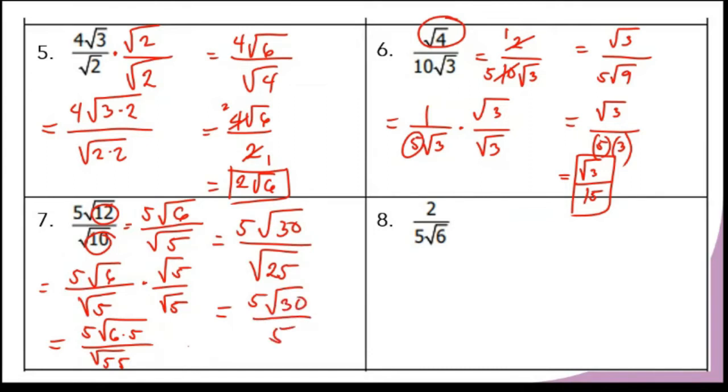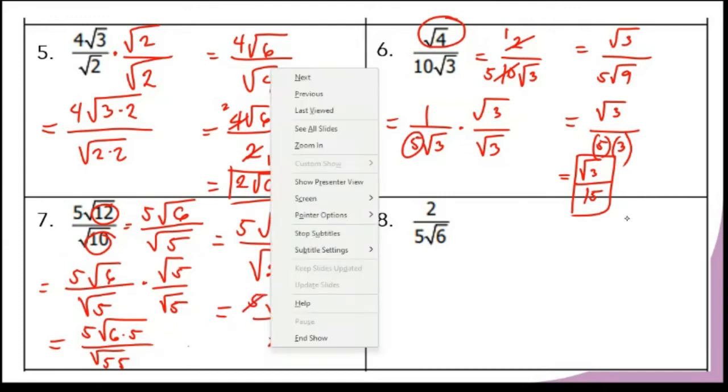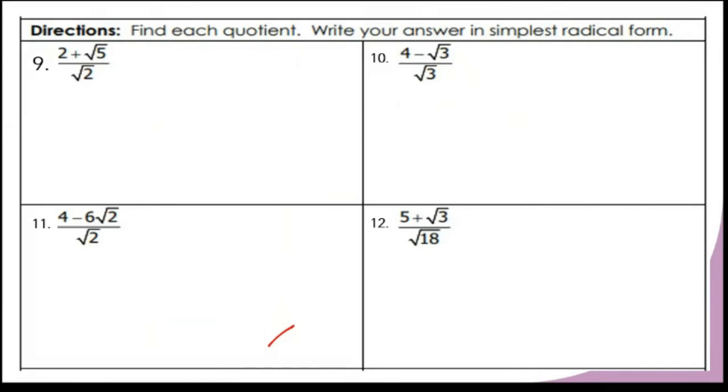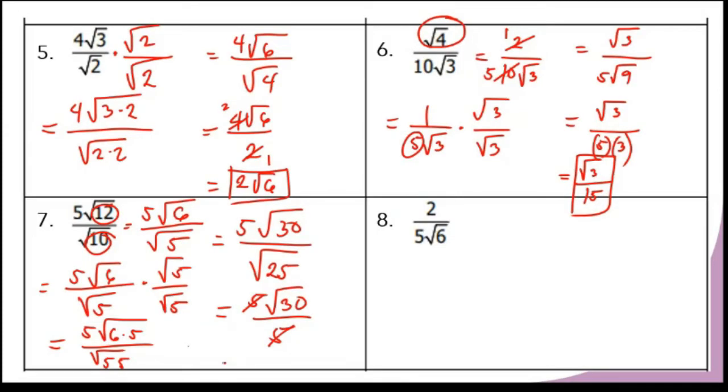So there's a common factor between the numerator and the denominator, and that is 5. So 5 divided by 5 is 1, and 5 in the denominator divided by 5 is also 1. Therefore, the answer now will be square root of 30.